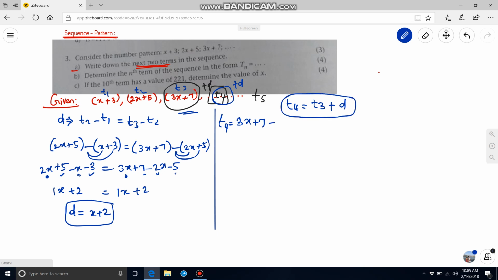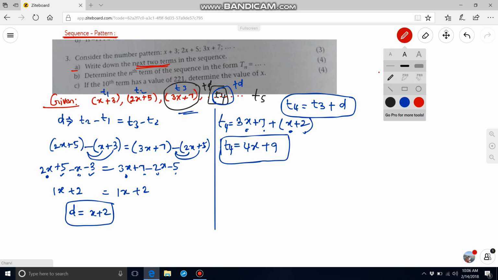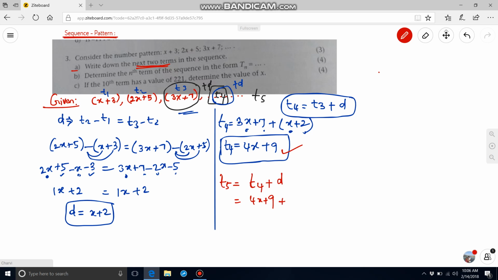So the previous number should be added by the difference x plus 2, which gives us 3x plus 1x is 4x. Then 7 plus 2 is 9. So this is T4, in the fourth place. Similarly, I want the fifth term. To get the fifth term, we have to consider the fourth term now. That fourth term must be added by the difference. The fourth term we found is 4x plus 9, plus the difference x plus 2, which gives 4x plus 1x is 5x, then 9 plus 2 is 11. This is the fifth term. So in question A, they are asking about two terms and we found them: this is the fourth term and this is the fifth term.